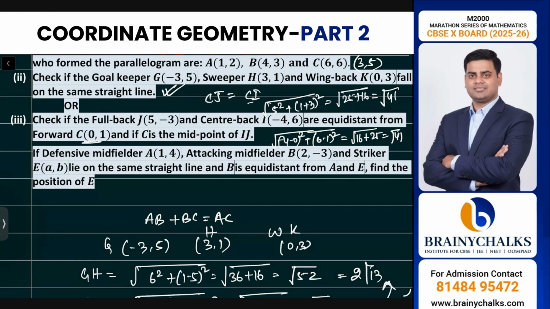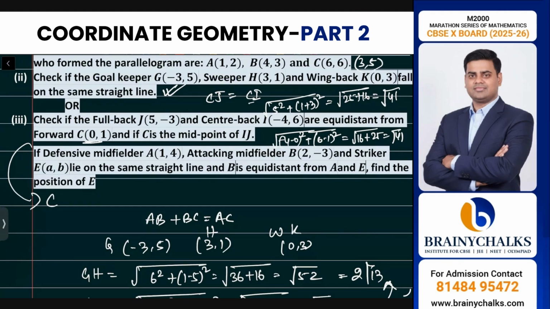Midpoint of IJ: what will the coordinate be if it is the midpoint of IJ? (minus 4 plus 5) by 2, (6 minus 3) by 2, that is 1 by 2 comma 3 by 2.